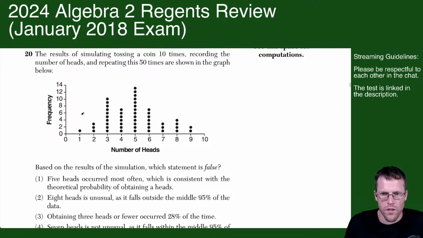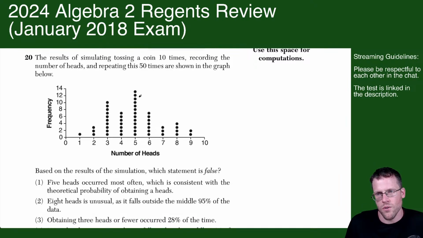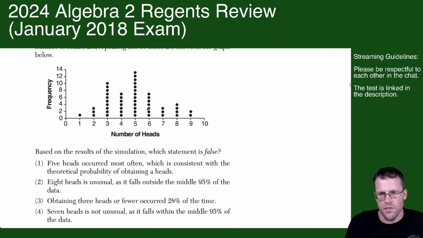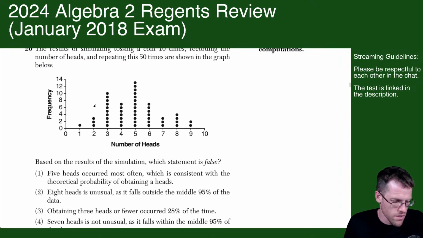So moving on. Question 20. Oh, simulations. All right. Let's see. So we've got the results of simulating tossing a coin 10 times, recording the number of heads and repeating this 50 times, shown in the graph below. Okay, so someone tossed a coin. So it's a simulation about tossing a coin 10 times, and it was repeated 50 times. Based on the results of the simulation, which statement is false?